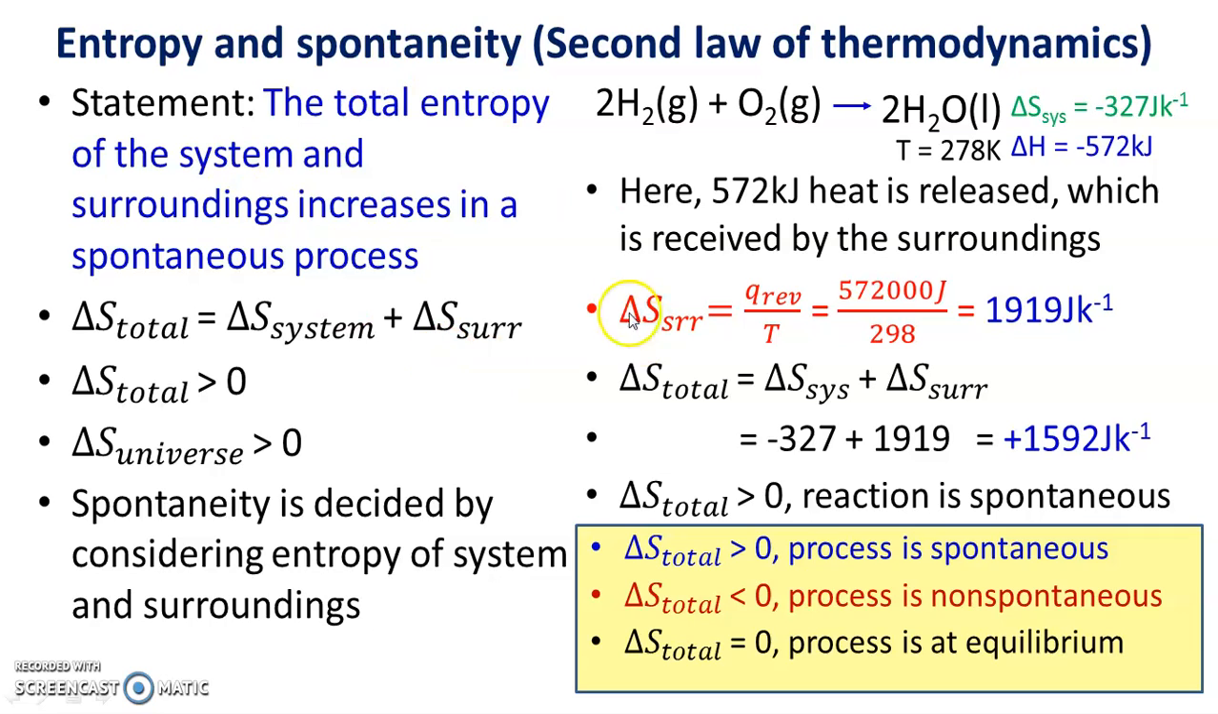So the summary of this point is, according to the second law of thermodynamics, the total entropy of system and surroundings increases in a spontaneous process, and to check the spontaneity of the process we need to consider the entropy of system and surroundings. But actually in practice, most of the time the entropy of the system is considered. Okay, so this is about the second law of thermodynamics.